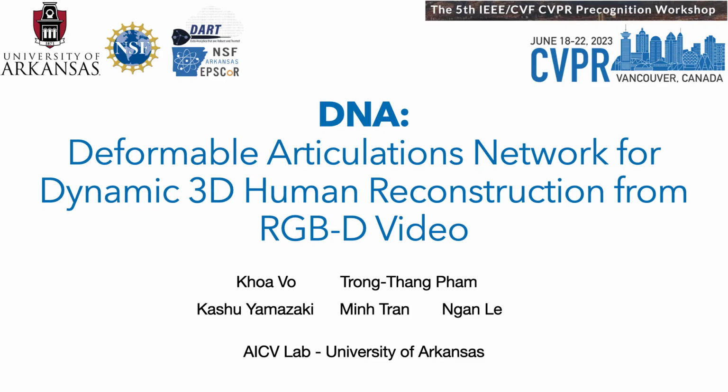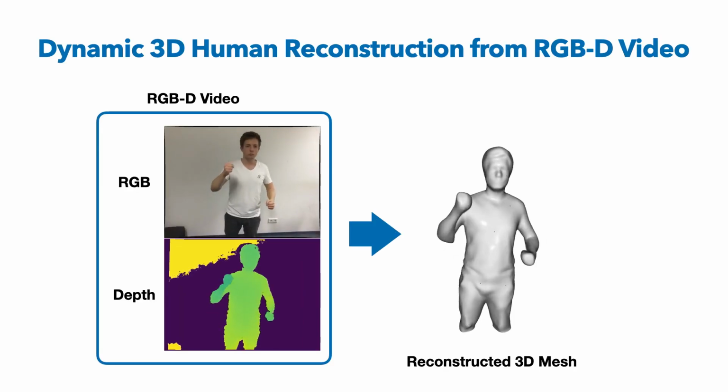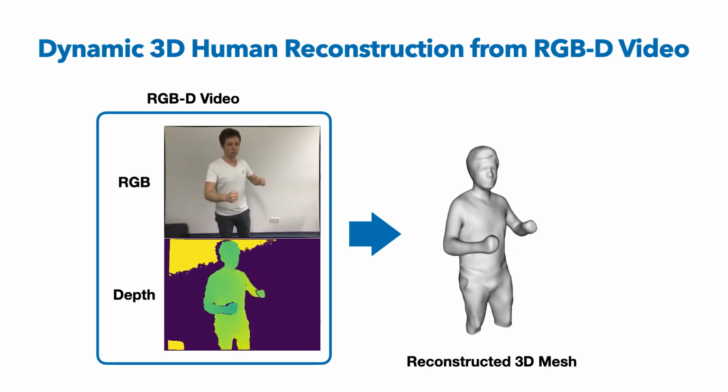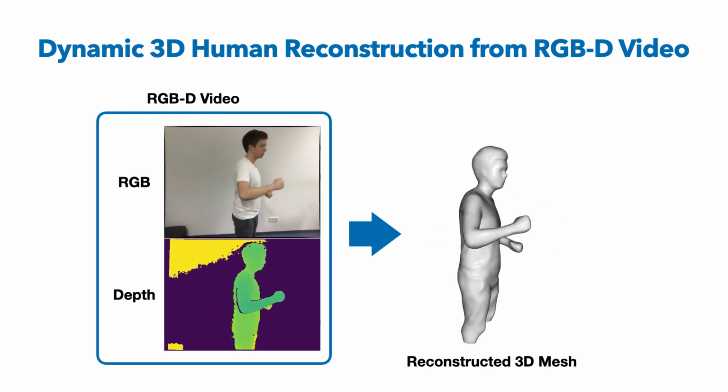Welcome to my talk about DNA, Deformable Articulations Network for Dynamic 3D Human Reconstruction from RGB-D video. I am Khoa. This is joint work with Trong, Thang, Pham, Kashu, Yamazaki, Minh, Trong, and Ngan from the University of Arkansas. We are proposing a framework to reconstruct a 3D human mesh of a non-rigidly moving human captured by an RGB-D video.